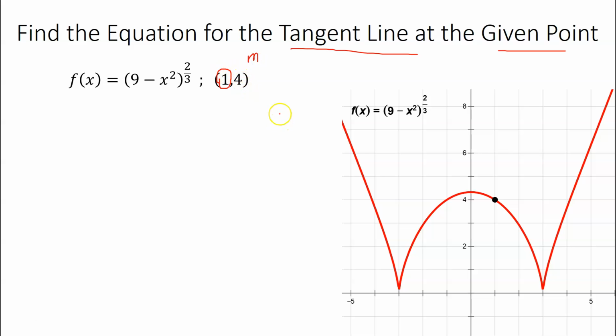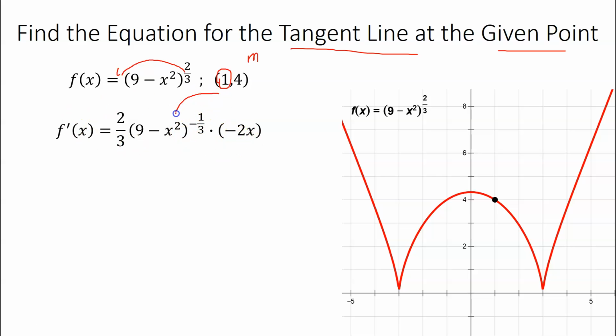So you could do it faster, but because we're practicing the chain rule, I'm going to show you the chain rule here. So the derivative of the outside: bring this down. It's going to be 2/3 times (9 minus x squared) raised to the, when you reduce that by 1, negative 1/3. And then the derivative of the inside is going to be, the 9 just goes to 0, so negative 2x. Okay, so there's my derivative.